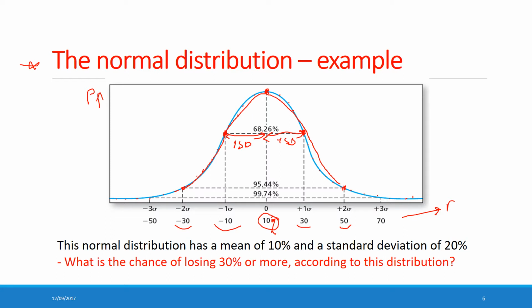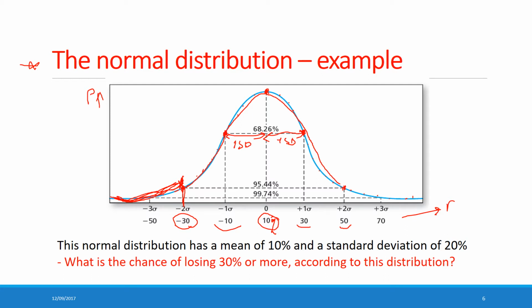So the normal distribution therefore allows us to ask questions like, what is the chance of losing 30% or more, based on our expectation about future outcomes, right? If we want to look at the chance of losing 30% or more, we are looking at those observations over here. So we're looking at the chances of returns falling below this level. Minus 30 is exactly 2 standard deviations below the mean.